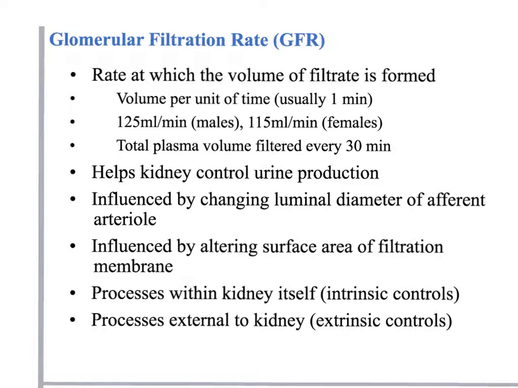And this GFR is one big way for us to control the production of urine. That's influenced by the diameter of the afferent arteriole, which controls how much blood comes in and goes out.